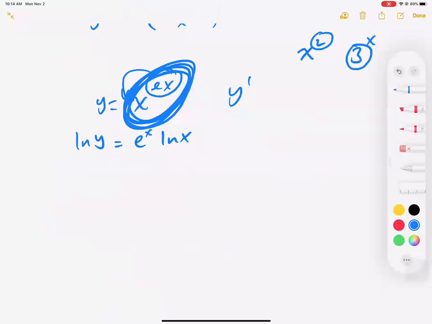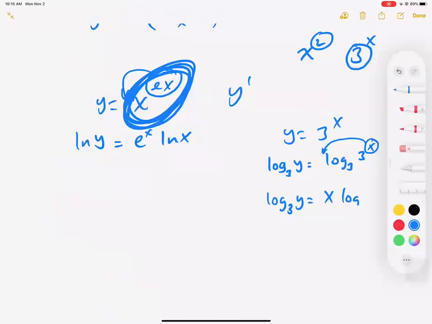Wait, why do we put natural log in front again? Remember, natural log brings down exponents. So if we're saying y is equal to, let's say, 3 to the x, and you don't know how to solve it, we can use a log. Let's use log base 3 here. So if I log both sides, logs bring down exponents. So we have log base 3 of y equals x log base 3 of 3. And this cancels out to become 1, so log base 3 of y equals x.